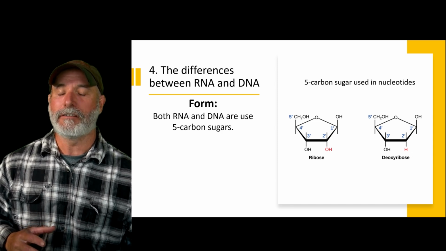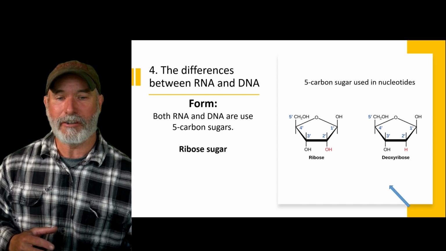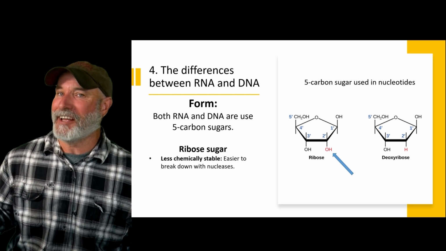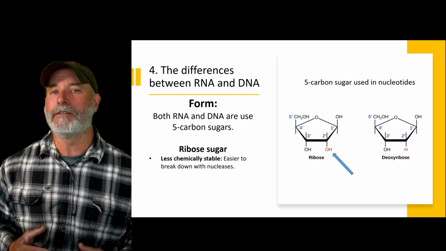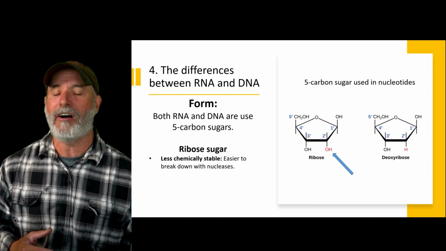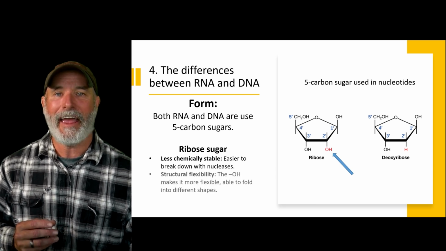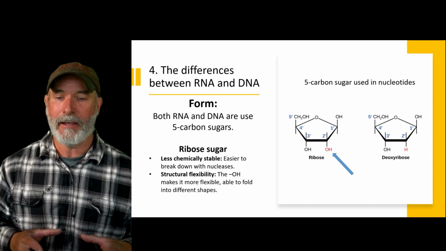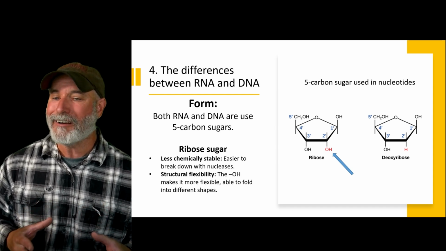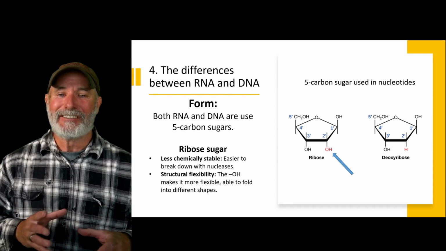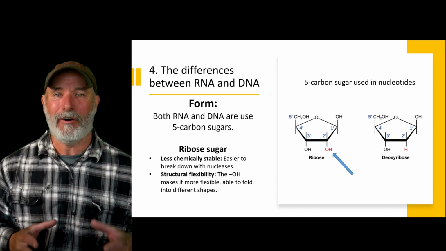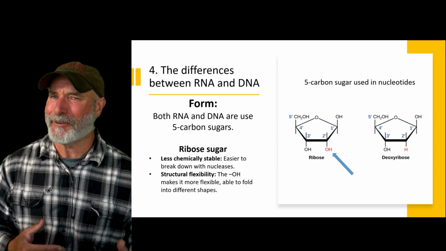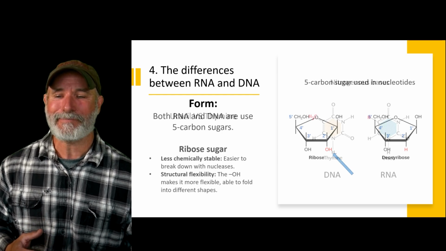Now, let's look at ribose sugar. Right there, you can see it's got a hydroxyl group, okay? It's less chemically stable. This molecule is easier to break down by hydrolysis, and those nucleases are more likely to break this down as well. Okay, so it also has more structural flexibility. That OH actually allows this molecule to fold into different shapes. Lots of different shapes, lots of different functions, right?